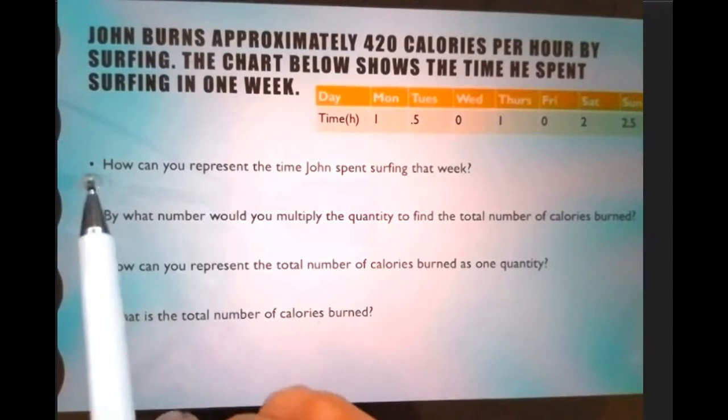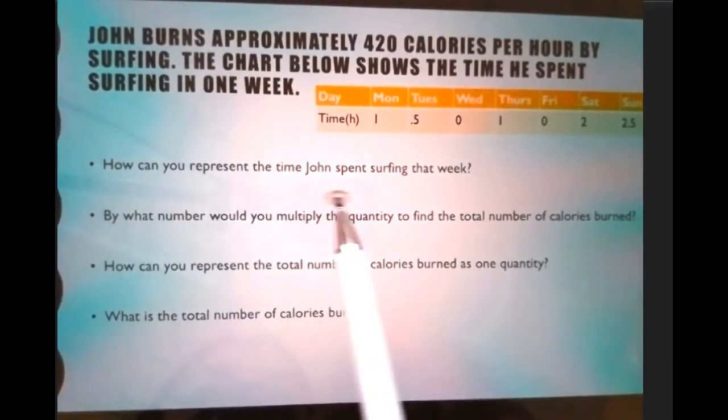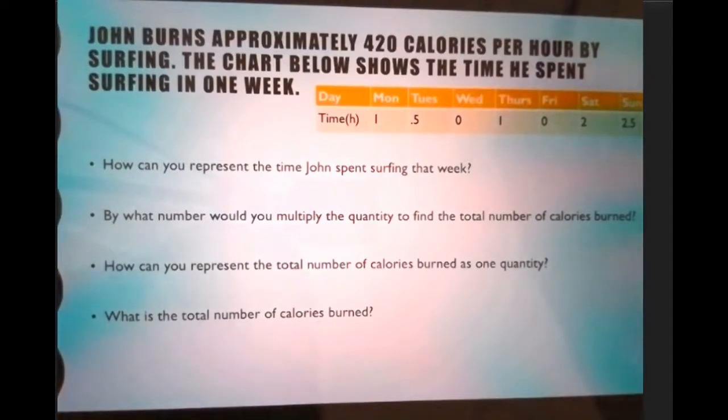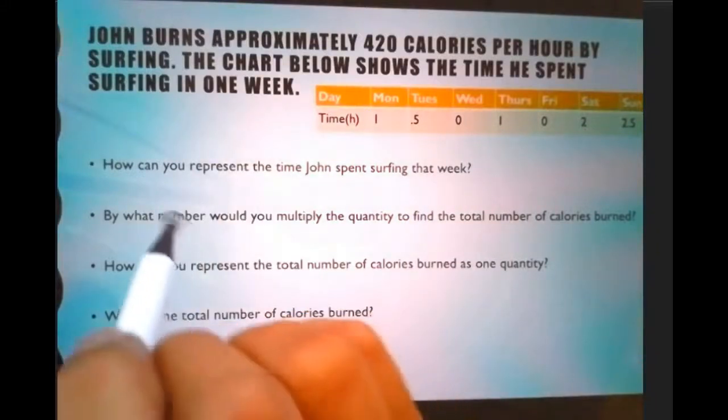So part A, how can you represent the time John spent surfing that week? What could I do to represent the time he spent surfing? Zoe? Perfect. We're going to add up all the numbers.